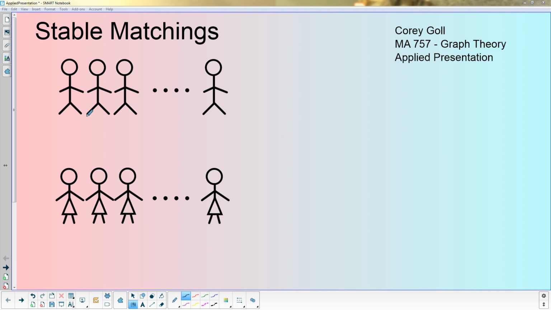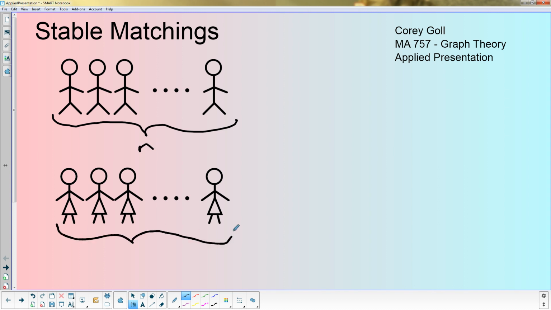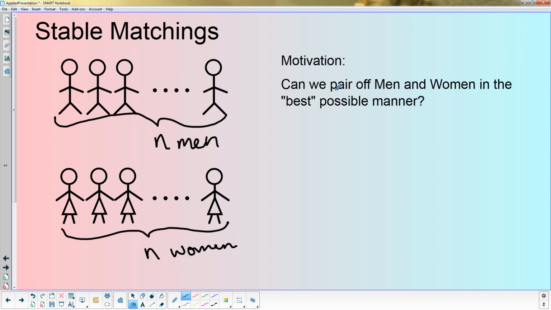Today we're going to be looking at the stable matchings algorithm, and what this algorithm really solves is if we have a community with n men and n women, and this is an important idea that the number of men is equal to the number of women. What we really want to do is to pair off these men and women in the best possible manner. And we'll talk about what that best possible manner really implies as we get going.